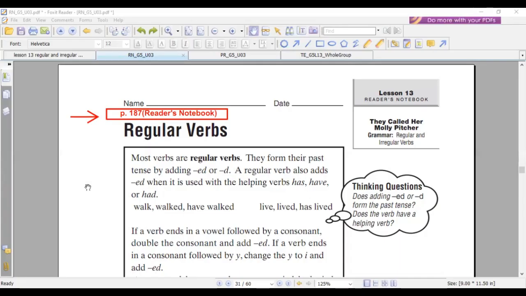Good afternoon, everybody. Hope that all of you are okay. Right now, we will have a grammar session.